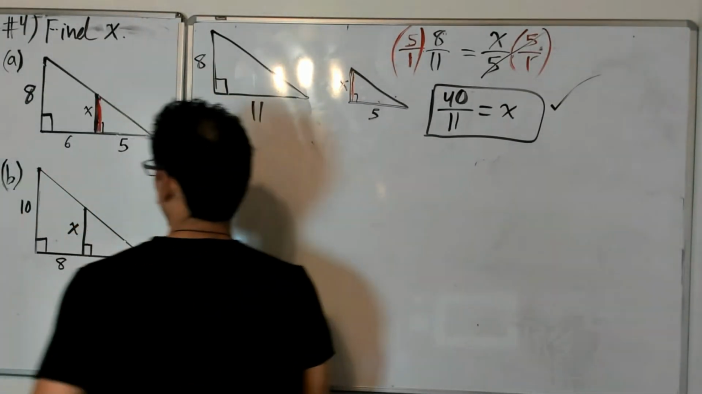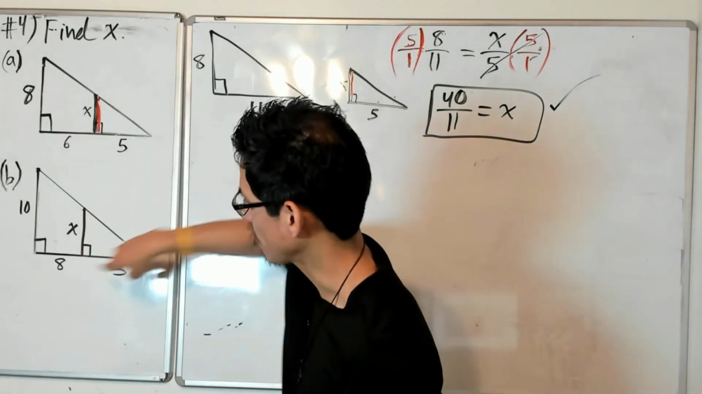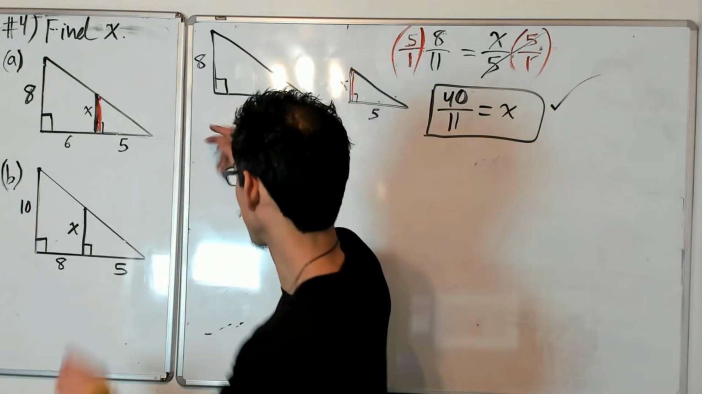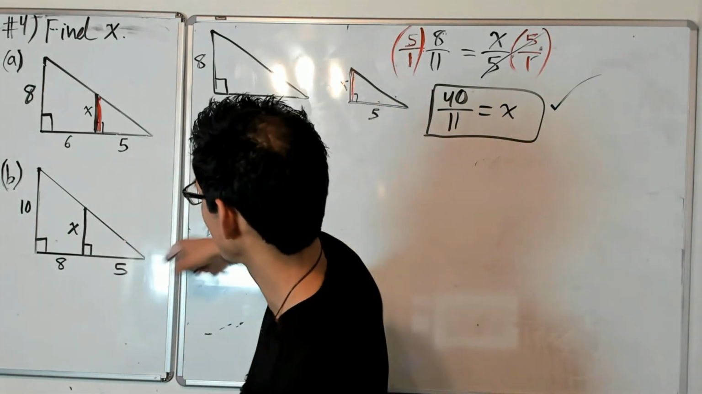All right, now let's look at B. Same thing. Well, not the same thing, but same concept. The big triangle, I mean, the big triangle with the 10 and the 13 bottom.